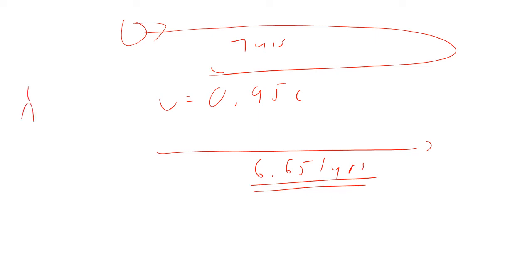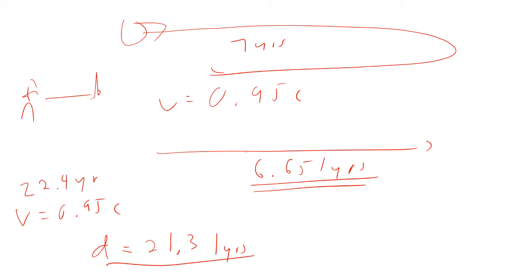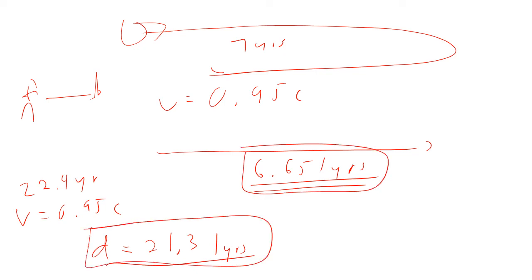But for the stationary observer watching the whole thing, they saw the velocity at 0.95 the speed of light, but they saw it go for 22.4 years. That means they found a distance of 21.3 light years. Okay, so now we have yet another problem, and that is the moving observer thinks they only went about 6 2/3 light years. A light year is the distance that light travels in 1 year. So that's about 6 trillion miles.